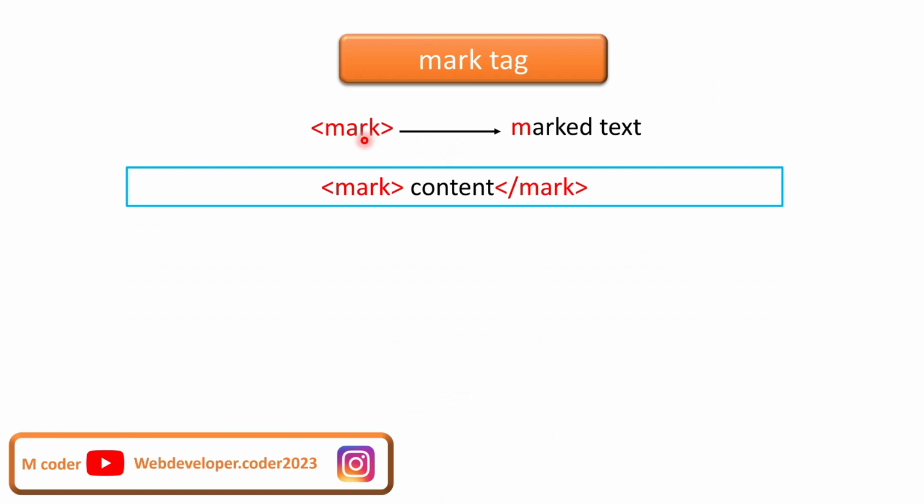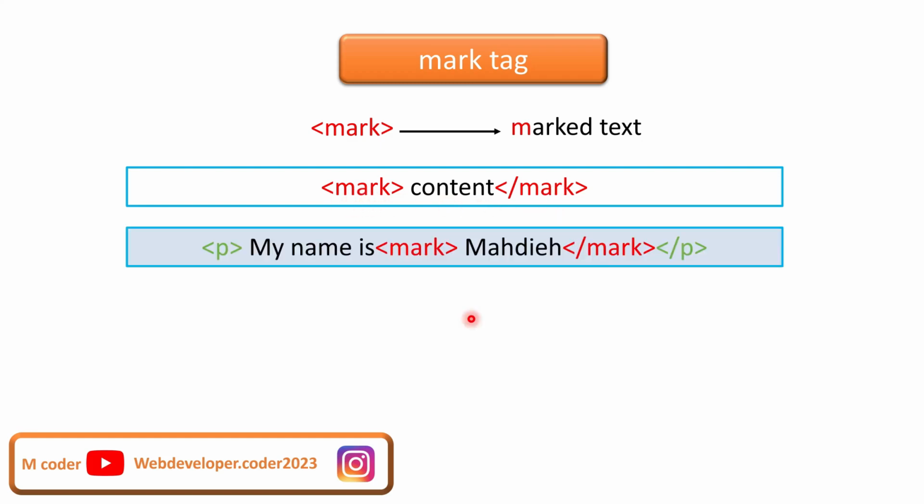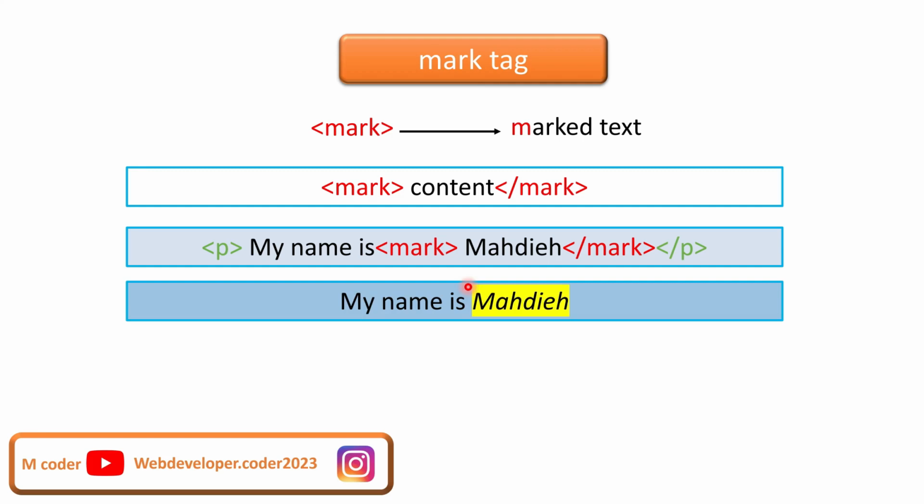The next element is the mark element, which stands for marked text. Have you ever had a part of a book that was important to you that you highlighted with a marker? This element does exactly that on web pages. We write in this way that we place the desired text between open and closing mark tags. I will give an example of my name is Mahdiye. We put Mahdiye between a start and end mark tag, which will be displayed as a highlight in the output of the word that is placed between the mark element here.